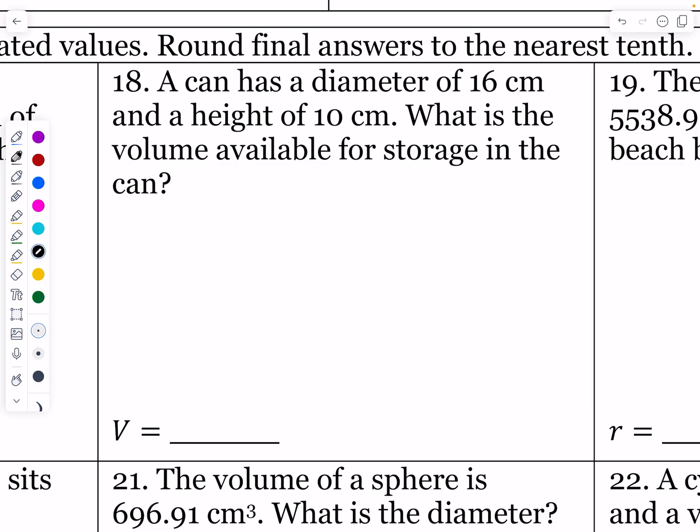All right, it says a can. So the first thing I'm going to note is that a can is a cylinder. Has a diameter of 16, so I'm going to underline that. We're just finding the relevant information. And it has a height of 10. What is the volume available for storage in the can? So the first thing we're going to do is we're going to go get our volume formula. In a can, that is going to be base times height.